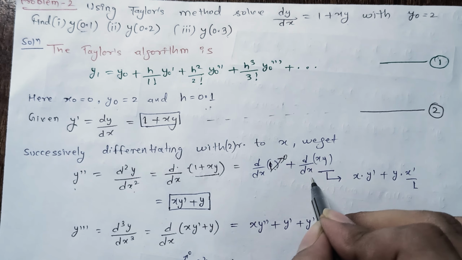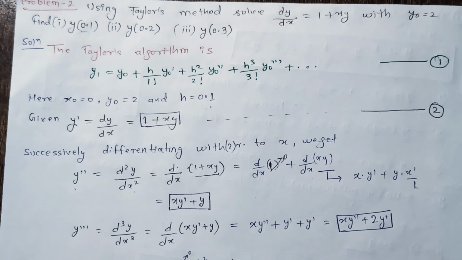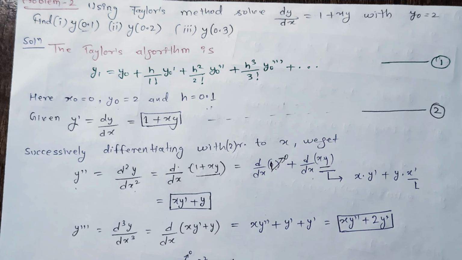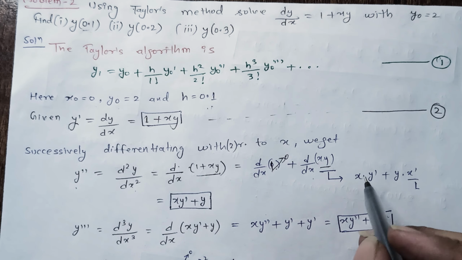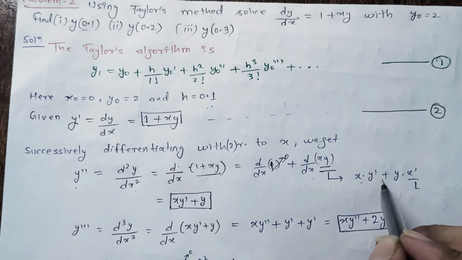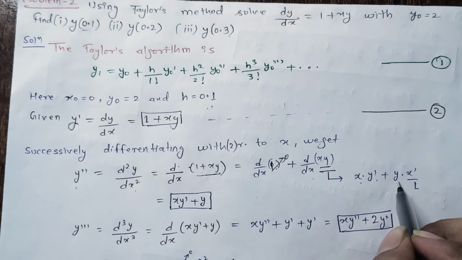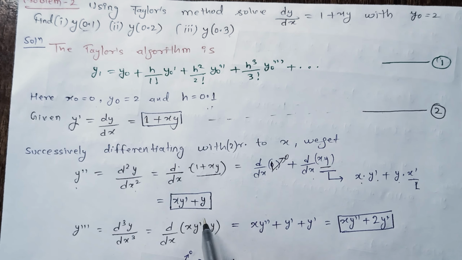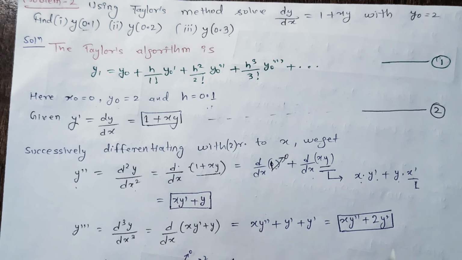So next is d/dx of xy. Firstly we are going to use the product rule. So x as it is and y will be differentiated, that is y', plus y as it is and x will be differentiated, that is 1. So that is xy' + y.